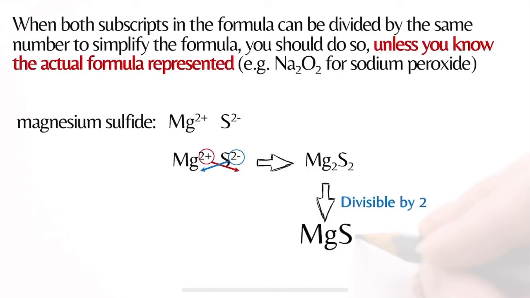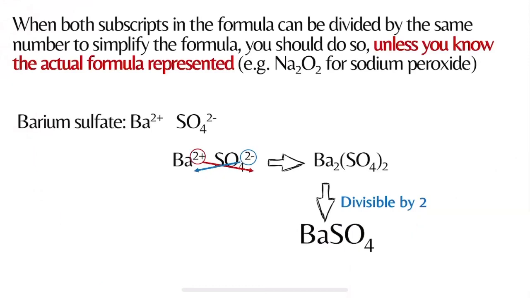Now, when both subscripts in the formula can be divided by the same number to simplify the formula, you should do so, unless you know the actual formula represented. Example, if you have Na2O2, that is for sodium peroxide, you don't divide it anymore because you already know that sodium peroxide has that formula. If you have, for example, magnesium sulfide, magnesium is Mg2+, sulfide is S2-. So you use the crossover technique, that would become Mg2S2. But you can divide this by 2, so therefore that would become MgS. The same is true for barium sulfate. That is divisible by 2, so therefore it becomes BaSO4.